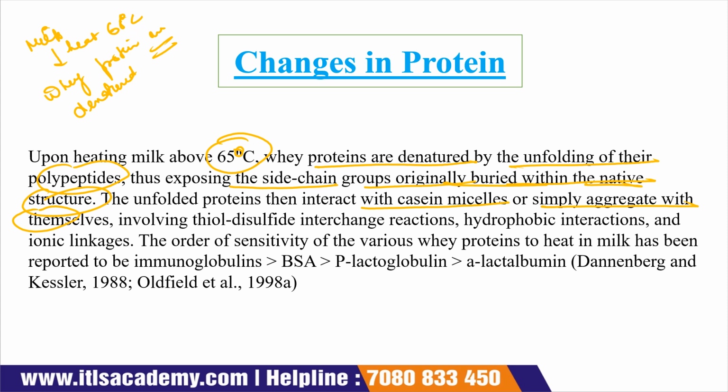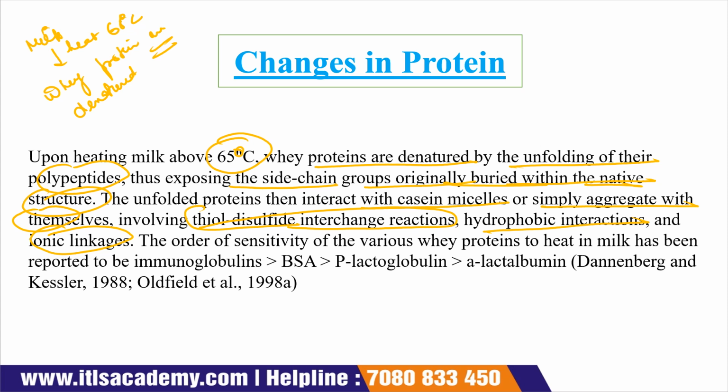So the unfolded protein either interacts with the casein micelles, or sometimes aggregates with itself, involving a thiol-disulfide interchange reaction, hydrophobic interaction, and ionic linkage. So these are the types of reactions that occur: thiol-disulfide interchange reaction, hydrophobic interaction, and ionic linkage.